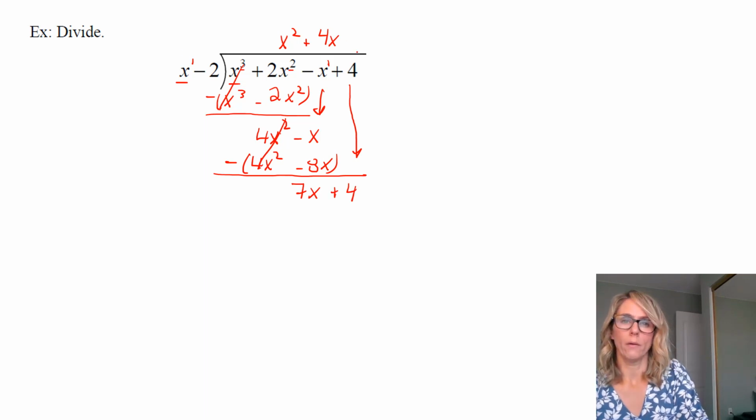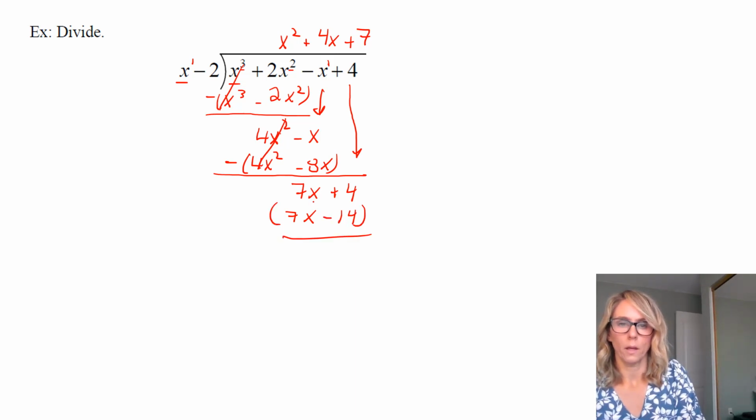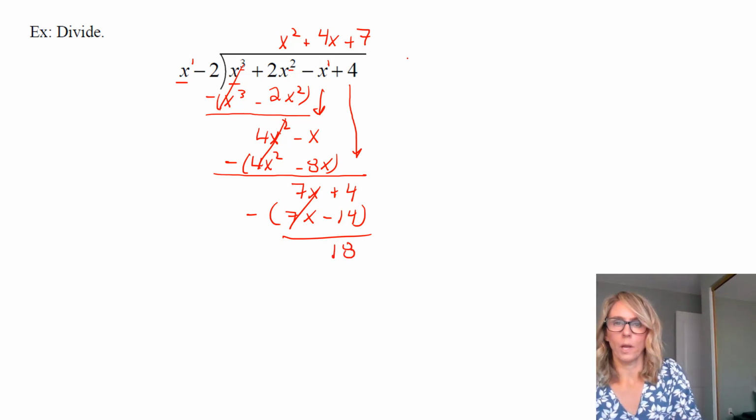And then we will have the last question, which is what times x gives me 7x? So that's going to be a plus 7. So now I have 7x minus 14. And then gone, because I'm subtracting. And it looks like I'm going to have 18. Okay, so here is our solution. Here is the answer that we got.